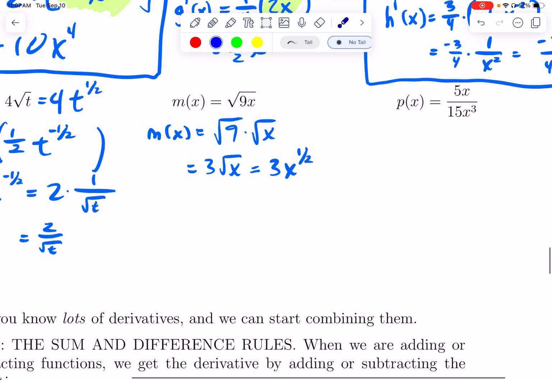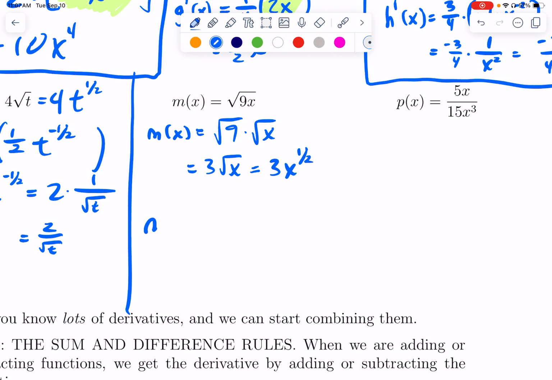And anytime you write something down, try to label it. M of x is... don't just randomly write formulas. So our derivative, I'm writing m prime of x is, I'm not just randomly writing a formula that's unlabeled, 3 times the derivative of x to the 1/2 by the power rule.